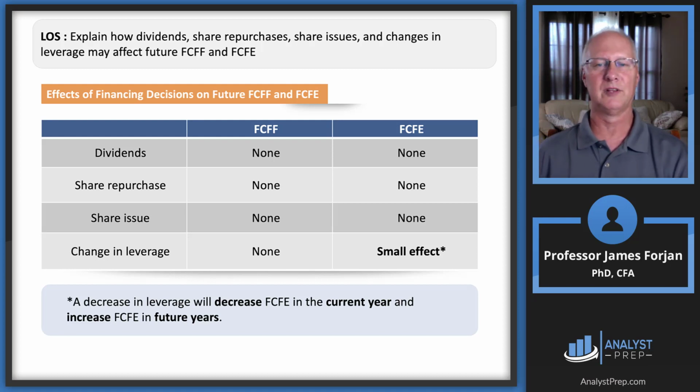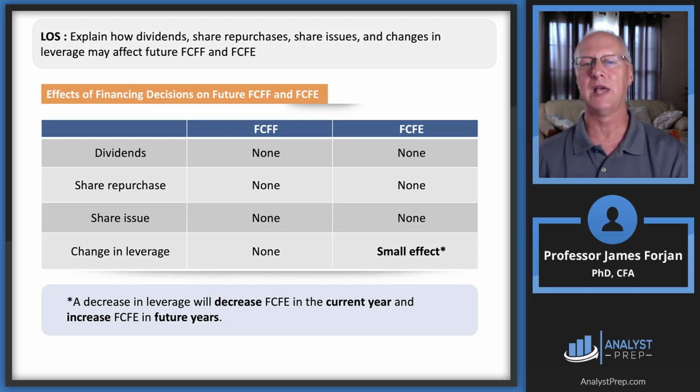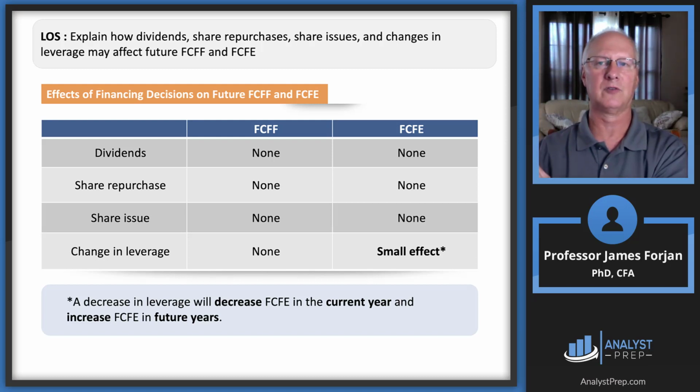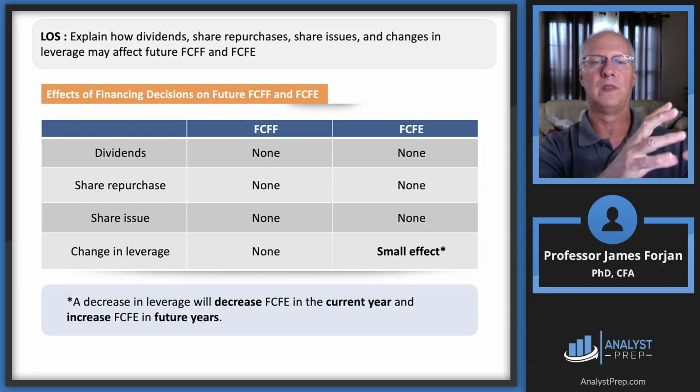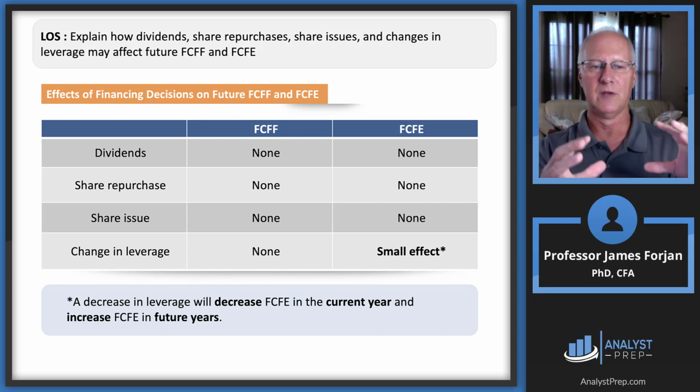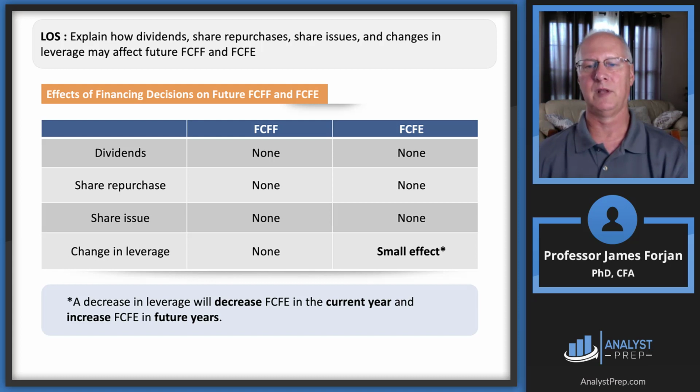So we put together this little table, but in the reading it says dividends and share repurchases and issuance of shares have no effect on free cash flow. So this is an obvious one here. Now the one caveat here, change in leverage will probably affect in a small amount the free cash flow to equity. I'm not going to go all the way back to those 3 circles, right? Forget about the preferred stock circle, but focus on the difference between the common stock and the bondholder circles. If those things change, a decrease in leverage will probably decrease that free cash flow to equity immediately, but then it'll probably increase it in future years.